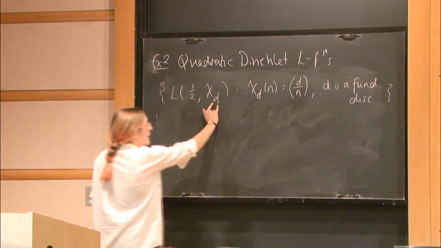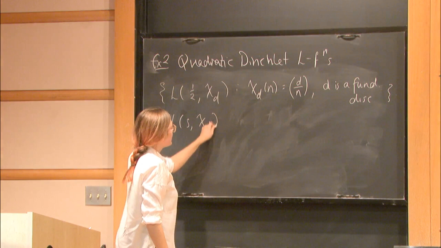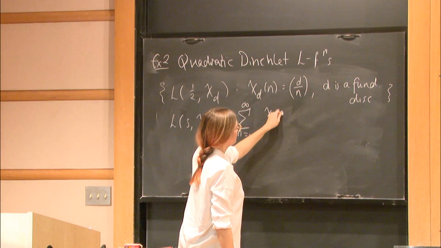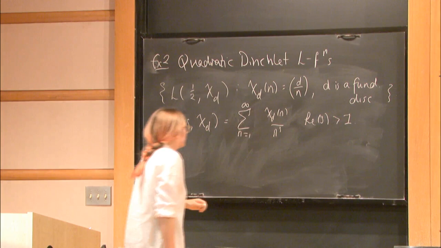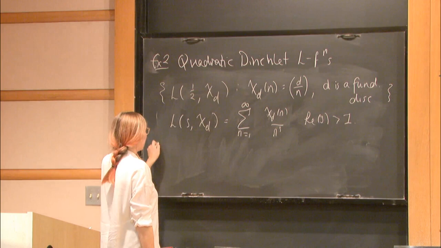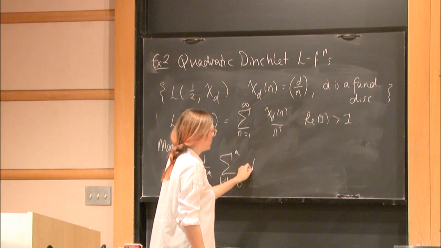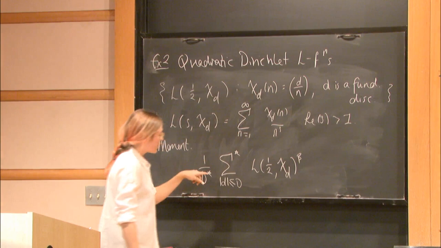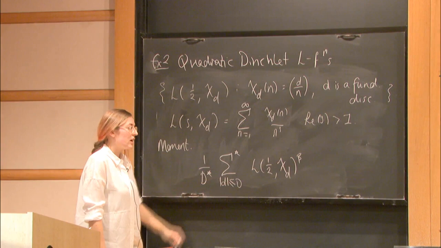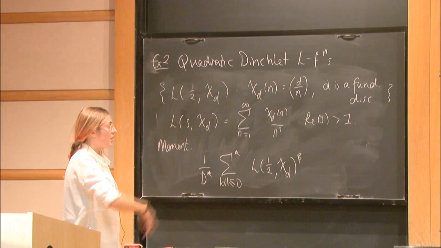So again, to be explicit, to the right of 1. And then the moment in this sense is not a moment up the line, but a moment through the family. An example moment that one could consider here is the following. When I put a star here, I mean I'm only summing over fundamental discriminants. This d is the length of this sum, since we're not counting all d. And that would be a moment in this sense, averaging through a family rather than up the line.